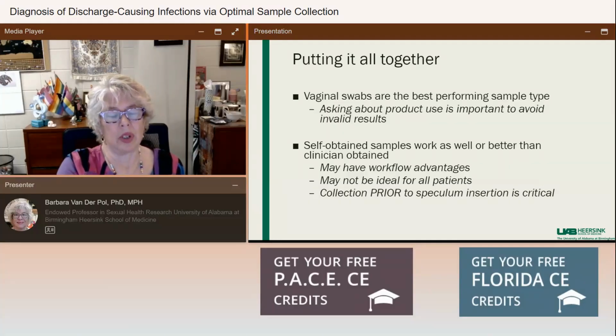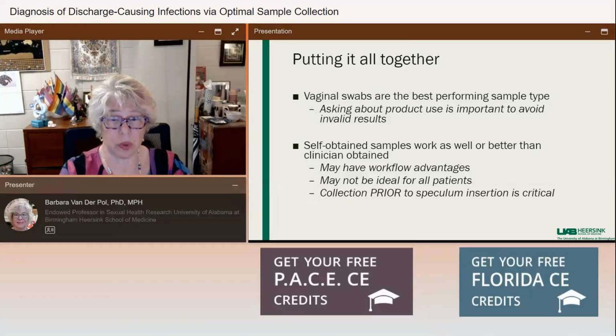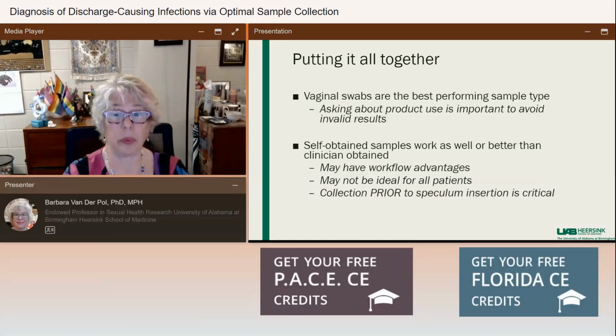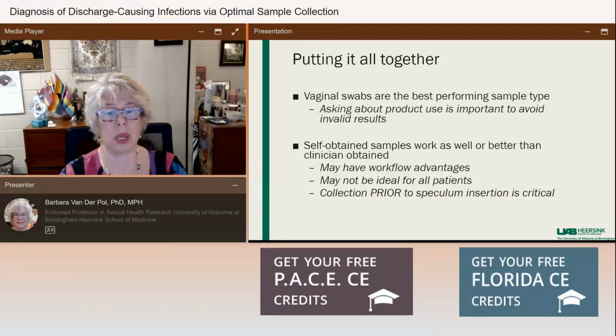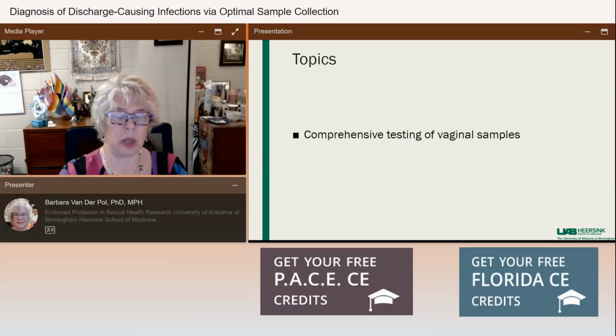But I'm going to wrap it up by telling you that vaginal swabs really are the best performing sample type, and it's important to ask about product use. Self-obtained samples work just as well, or often better, than clinician-obtained samples. They may have workflow advantages, but you do have to understand your patient's needs and concerns, because they're not going to be ideal for all patients. And if you do clinician collected, make sure you do it prior to speculum insertion. That's super critical.